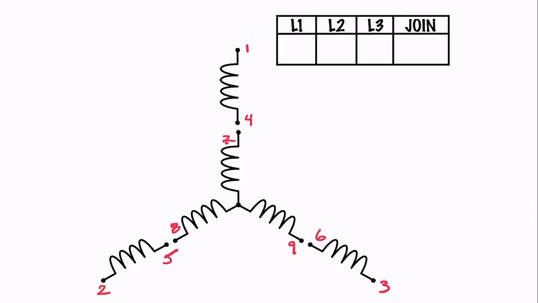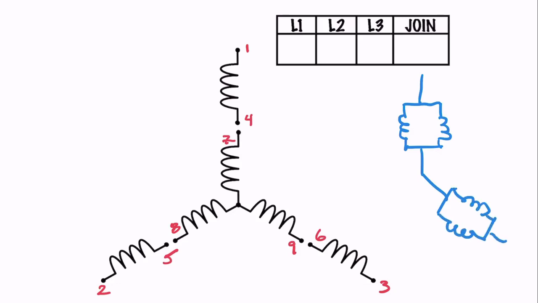What I like to do and what I teach my students to do is have them draw it out, because they're very familiar with how these loads work. We have that set of windings, and then we're going to go off here and take these, and we have that set of windings, and then another 120 degrees we have this set of windings.